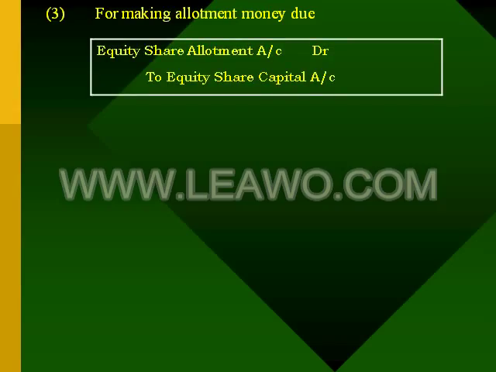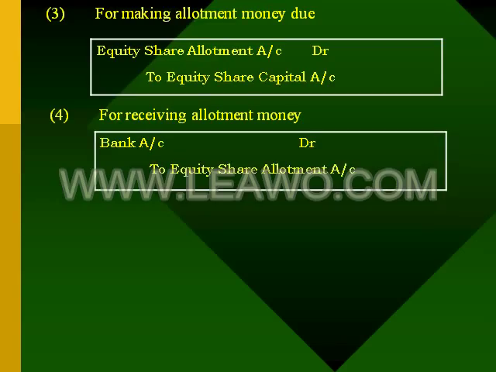For making allotment money due from the shareholders, the following journal entry is passed. Equity share allotment account debit to equity share capital account. For receiving allotment money, the following journal entry is passed. Bank account debit to equity share allotment account.